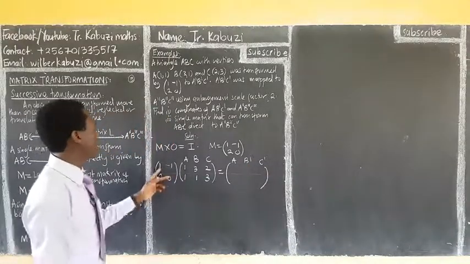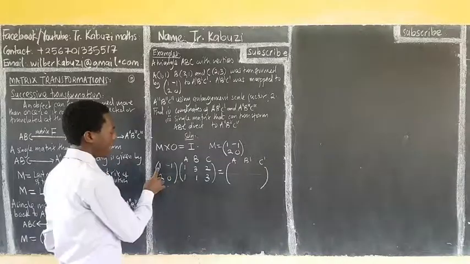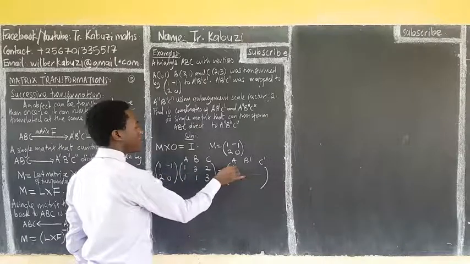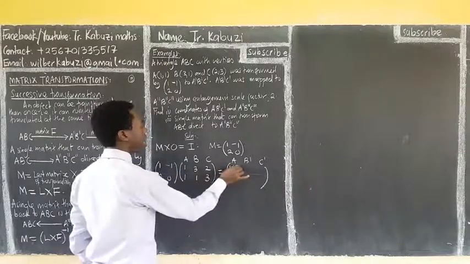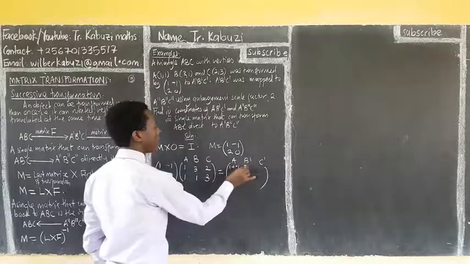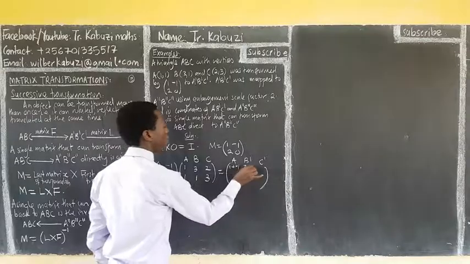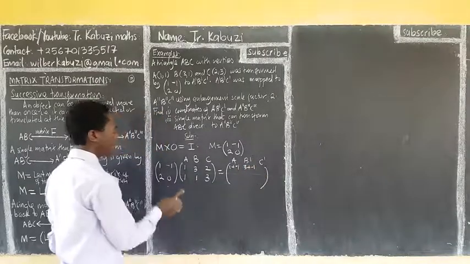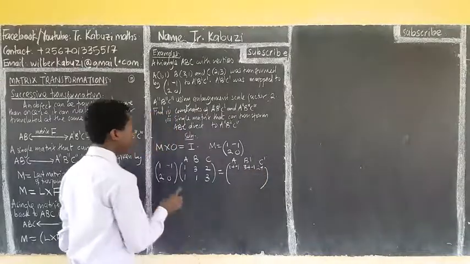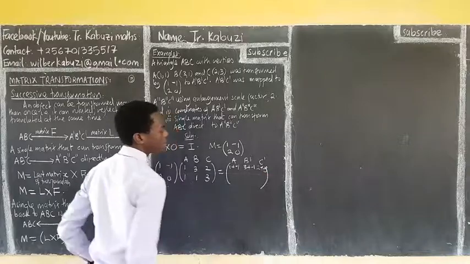All entries are non-zeros, so we go by hand. This times this is 1, plus this times this, negative 1. Then this times this, we get 3, plus this times this, negative 1. Then this times this, we get a 2, then plus this times this, negative 3.